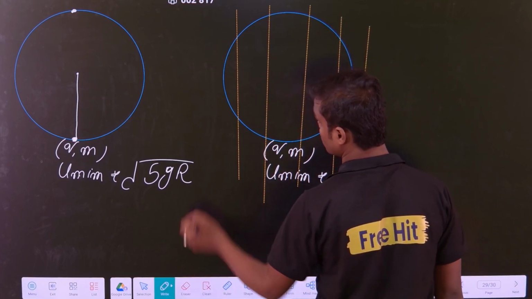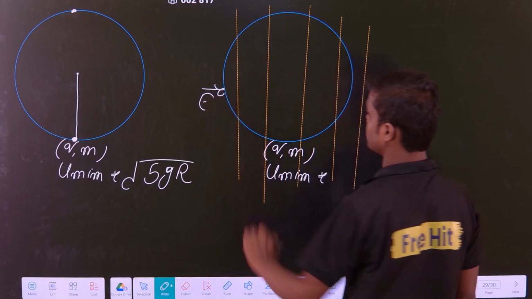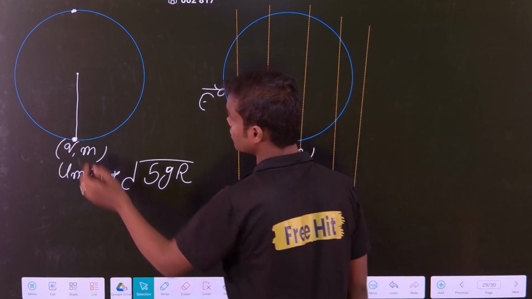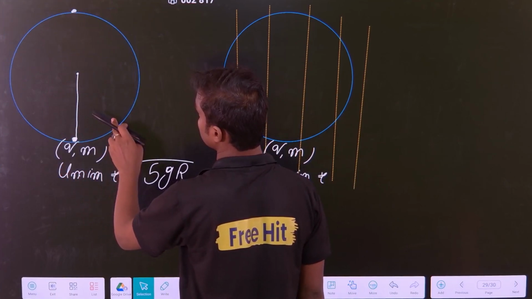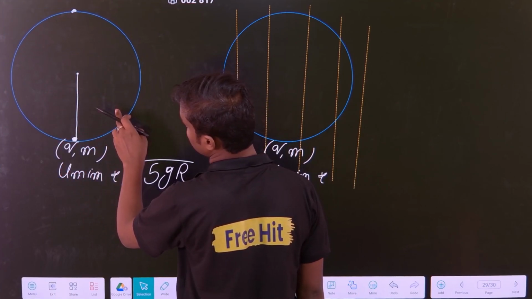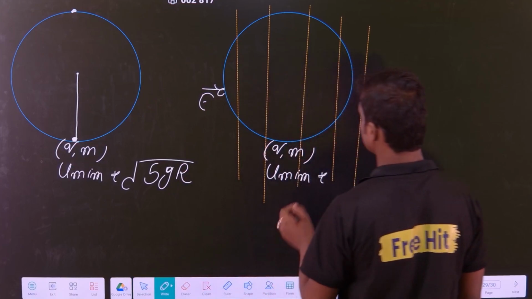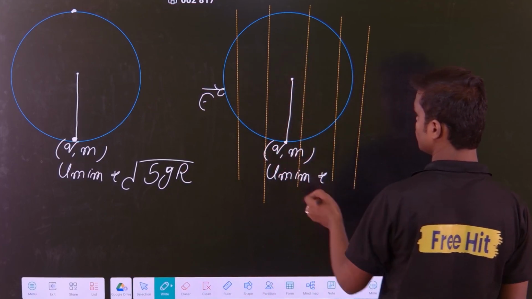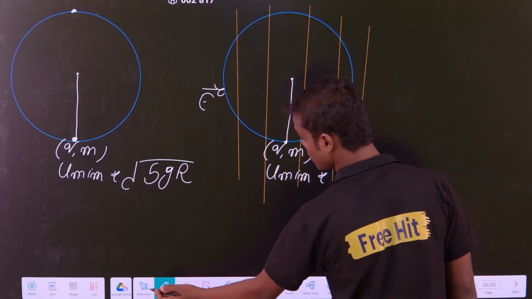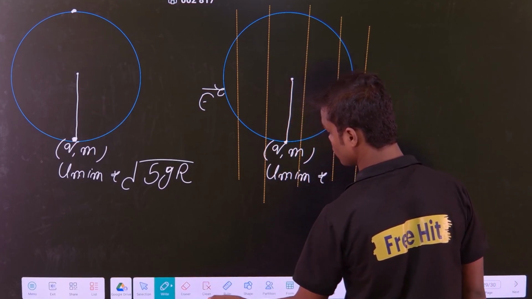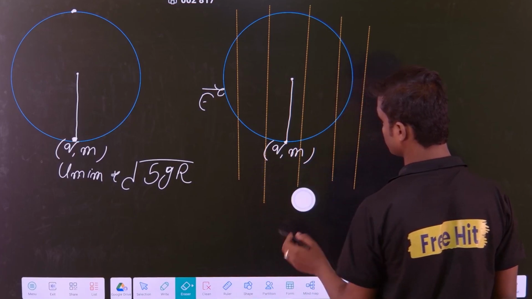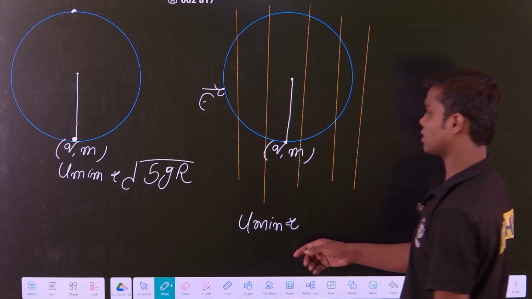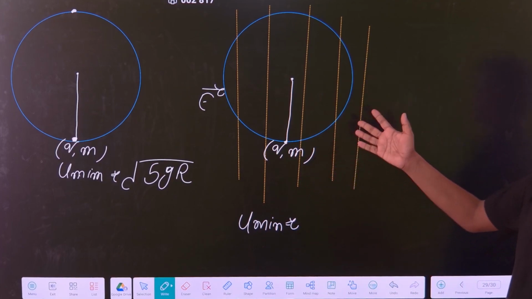Suppose there is a uniform field E here now. Now you tell me what is U minimum in this case. Is it possible for you to calculate? If you understand my concept, what I teach you, then you can orally tell the answer. This is a very easy question for you.